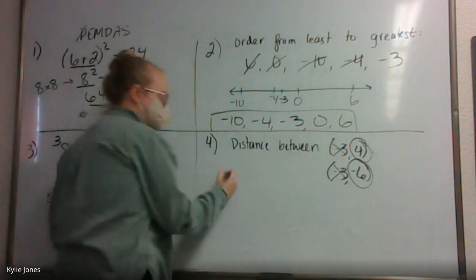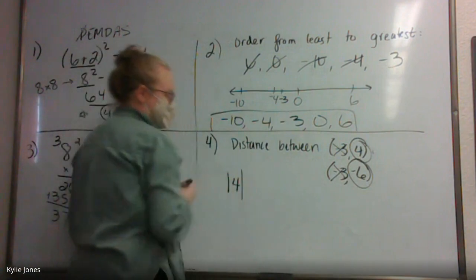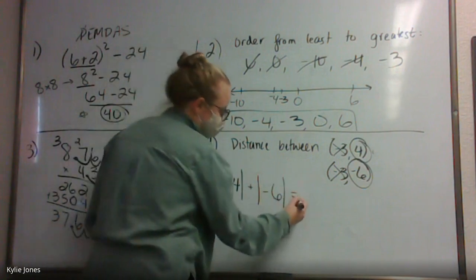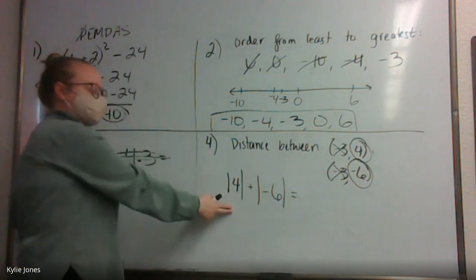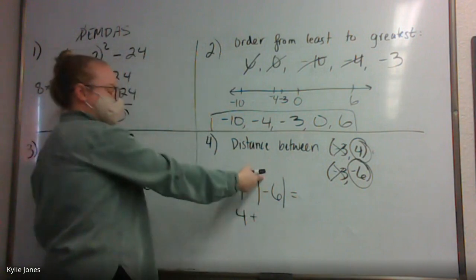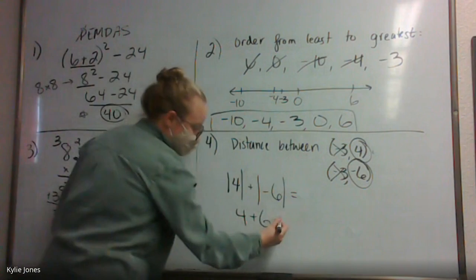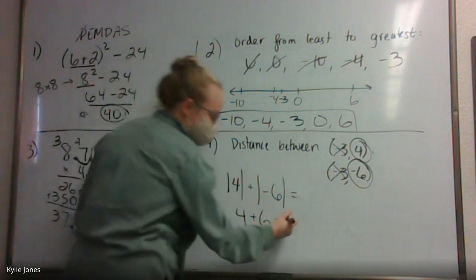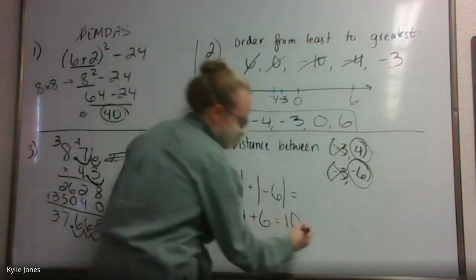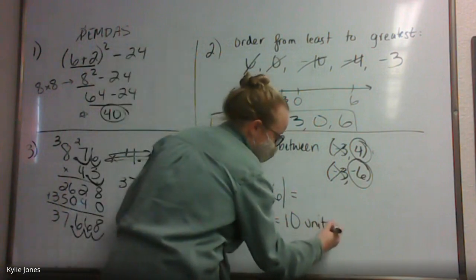So when we do that, we need to do the absolute value of the first one plus the absolute value of our second one. So what's the absolute value of +4? 4. +4 plus what's the absolute value of -6? 6. What is 4 plus 6? 10. How many units apart are these two ordered pairs? 10 units. Just done. Yep.